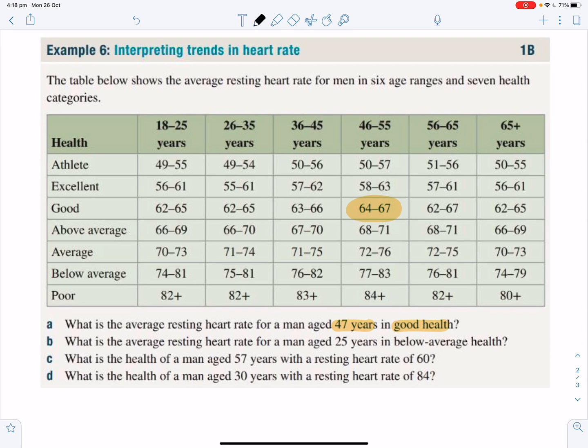So it's 60 to 47. Next one is what is the average resting heart rate for a man aged 25 years in below average health? So below average, 25 years, so we're looking here. So it would be 74 to 81.